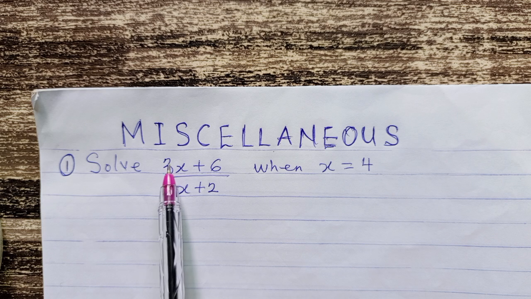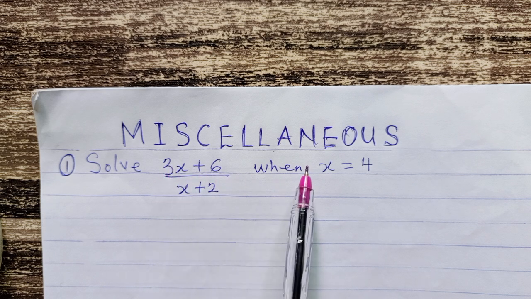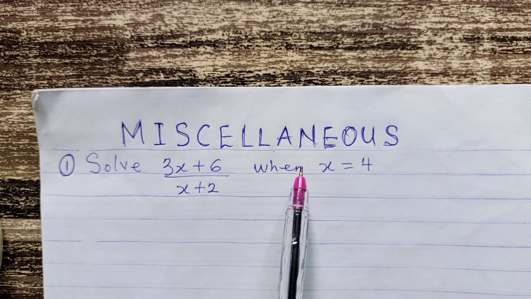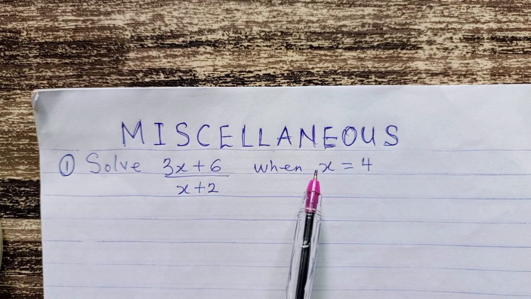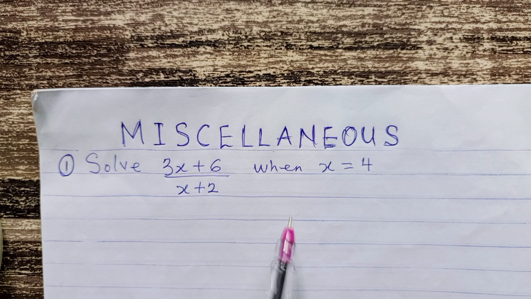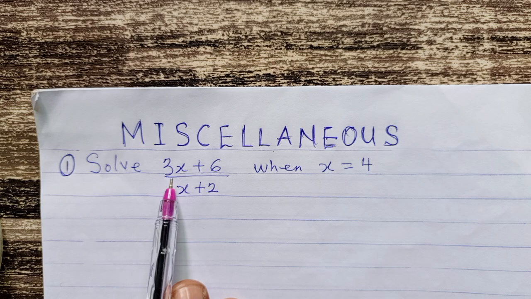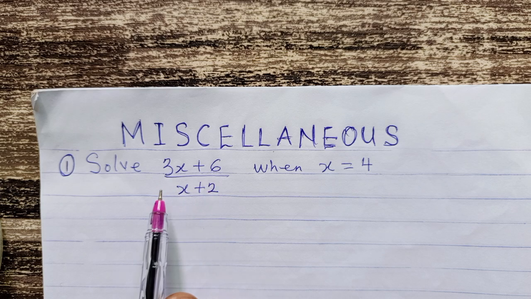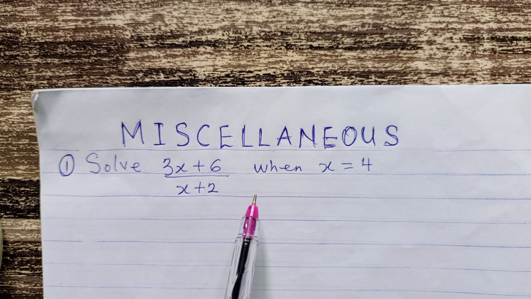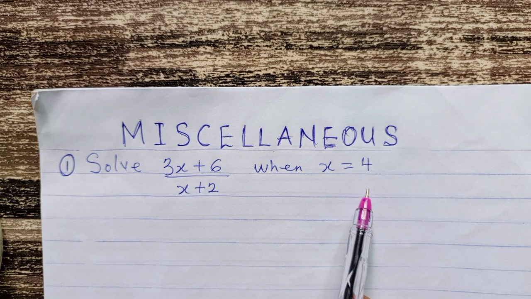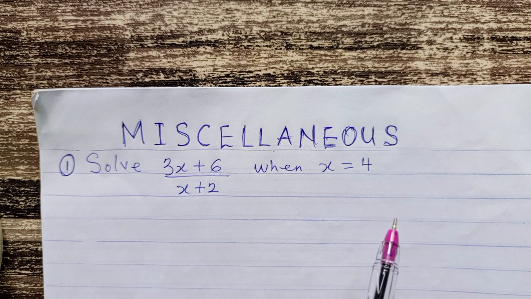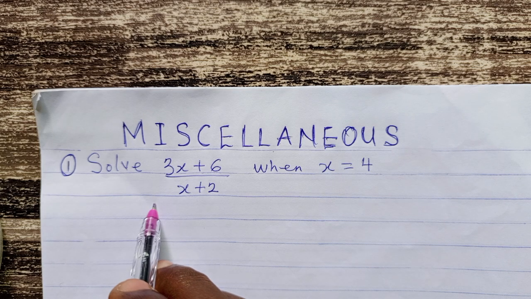So today we are looking at miscellaneous questions in mathematics, which has to do with a blend of different topics. Okay, so let's look at a few topics for today. For question 1, we have: solve 3x plus 6 divided by x plus 2 when x is equal to 4. So these questions have to do with substitution in mathematics. So let's have the solution.